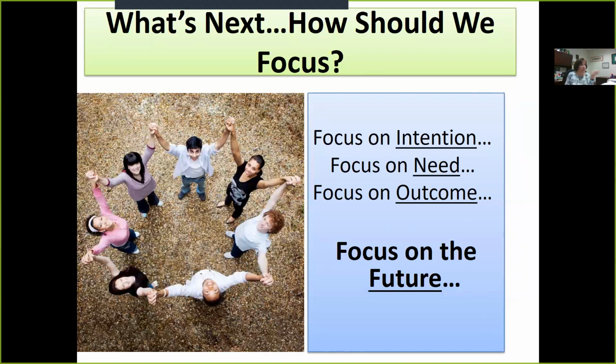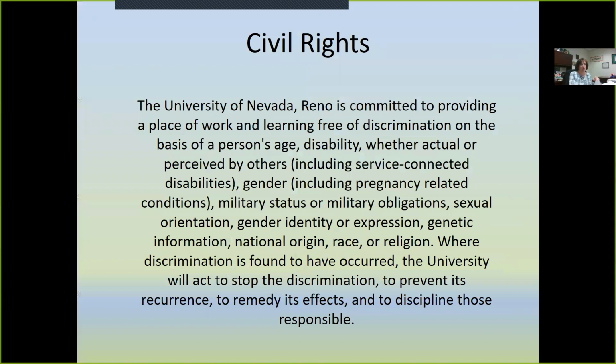I'm going to go through some more things related to this, and also related to civil rights, based on our lovely civil rights audit that we had. I just want everybody to be thinking about these issues. As we're moving into civil rights, I want people to understand what the policies related to civil rights are, as well as what our obligations are.